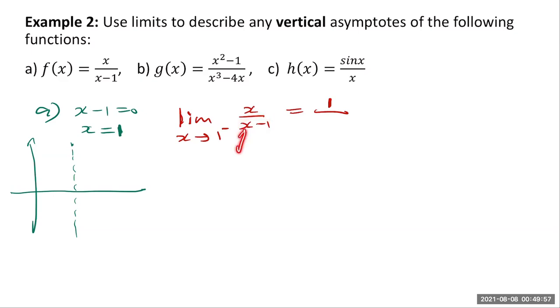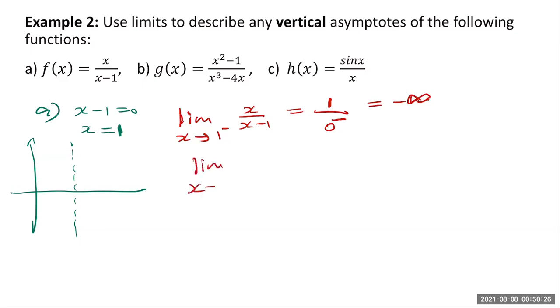Because x approaches 1 from the left-hand side means you put x values which are closer to 1 but less than 1. That means this quantity x minus 1 is negative. So this quantity will be approaching 0 from the left-hand side. So you will get 1 over 0 minus form. That means the answer is minus infinity.